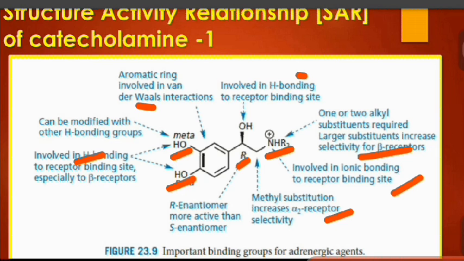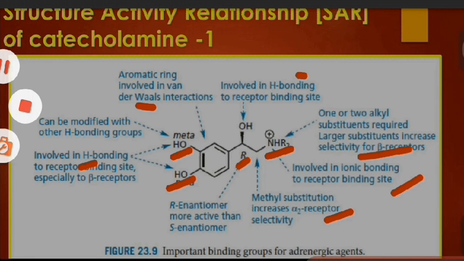Then hydrogen bonding again with the hydroxyl groups. So these are the few points, or otherwise 5 points, that can be remembered while considering the structure activity relation, and these structures are actually involved in interaction with the binding of receptors.